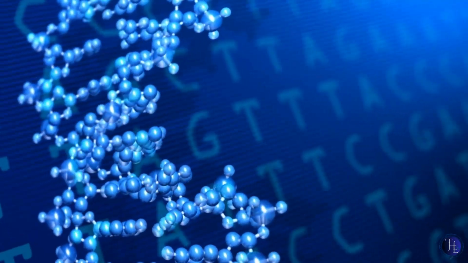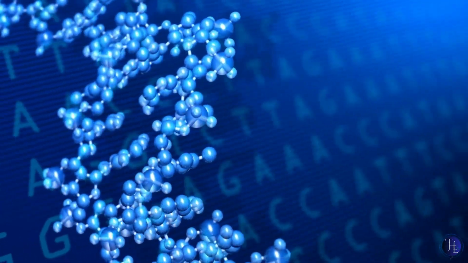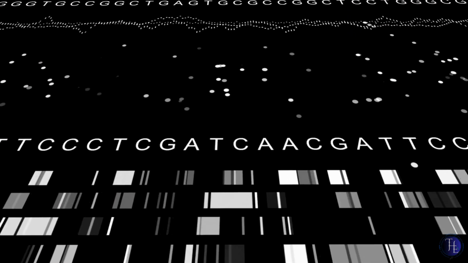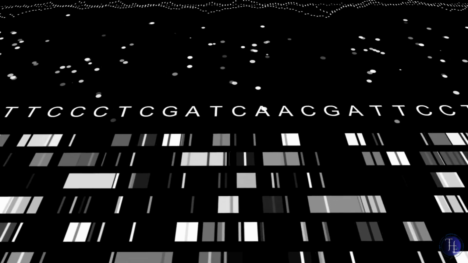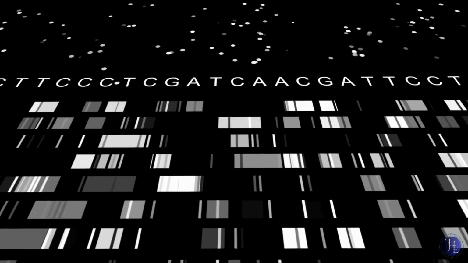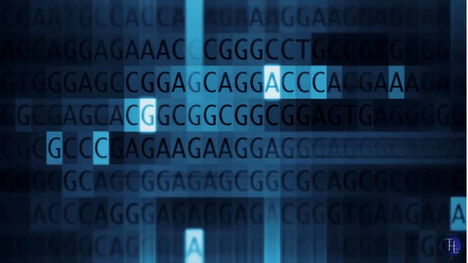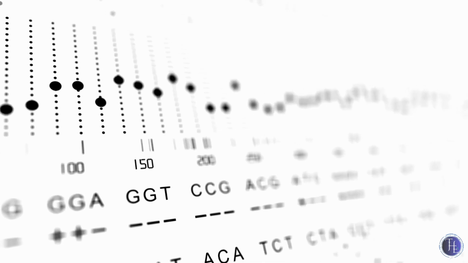Just like alphabets form words, DNA has 4 chemical bases: adenine, A, thymine, T, cytosine, C, and guanine, G. These bases pair up in a specific way, A with T, C with G, to form the structure of DNA. Words, also codons.